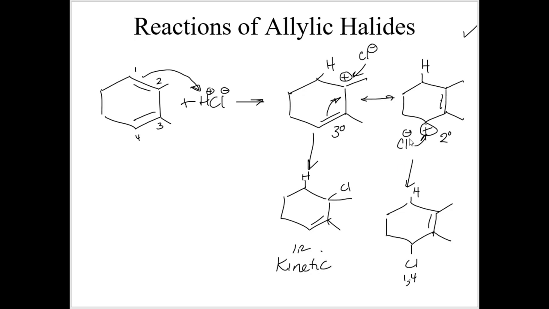And what's the thermodynamic product? It would be the 1,4 product. Why? Because it has the more stable double bond. Okay. So when you do a ring, it's not that much different. Now, we should write the structure of the resonance hybrid here.